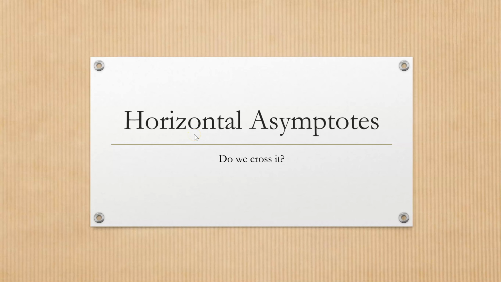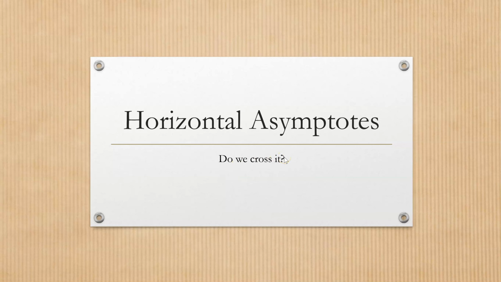So wrapping up on our discussion about rational functions before we actually get to graphing them, which is, again, the ultimate goal of rational functions, sketching a graph. We have one more little question to ask and to answer, which is, do we cross our horizontal asymptotes?